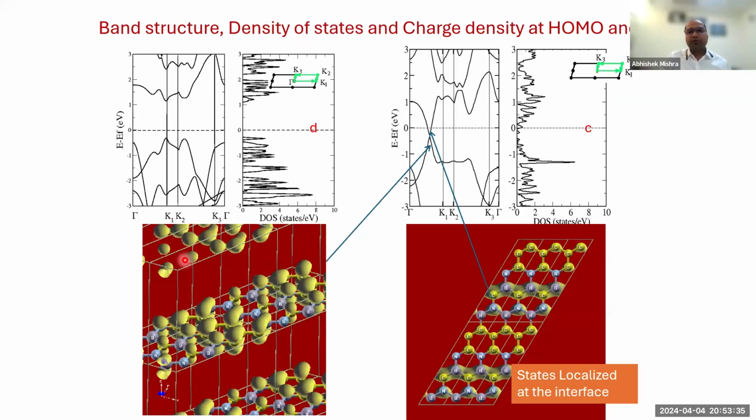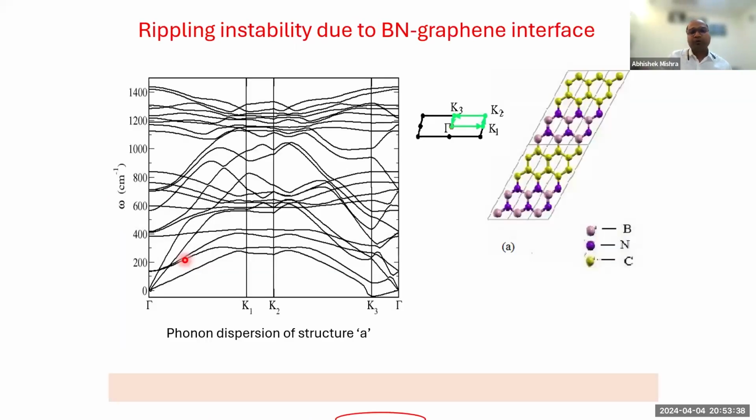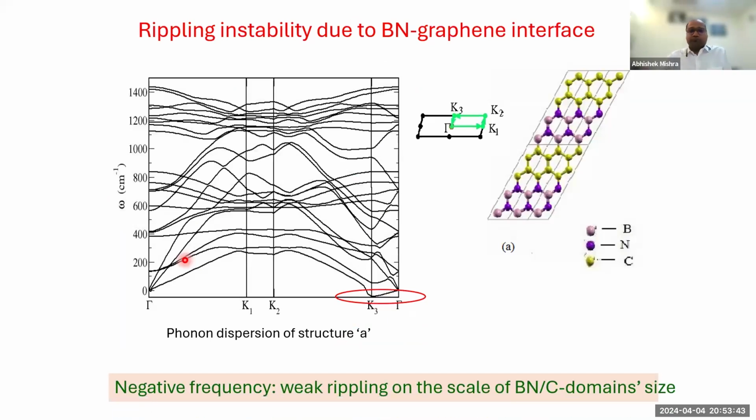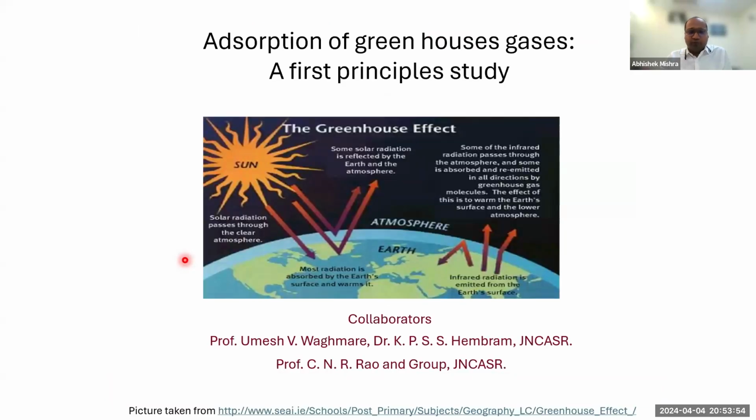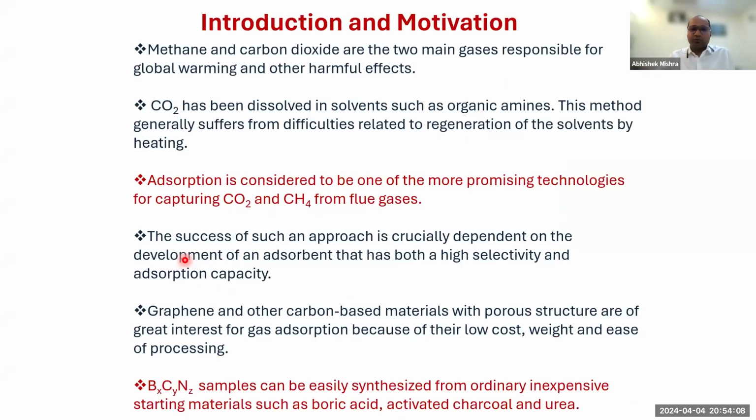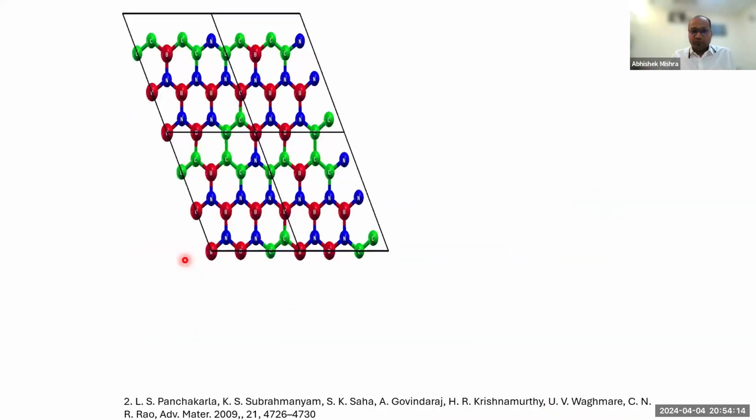Some details about the electronic structure calculations, frequencies, some rippling was there. All that depends upon how you can tune the domain sizes and increase the stability of your structures. We have exploited them experimentally as well as computationally. I mean, my group computationally, but in collaboration with the experiments of Professor Rao's group at Bangalore, towards greenhouse gas absorption. So let me quickly go to the computational part.